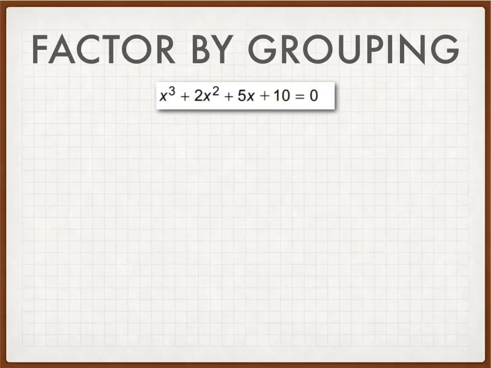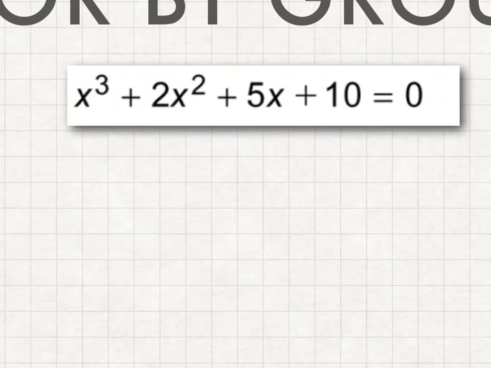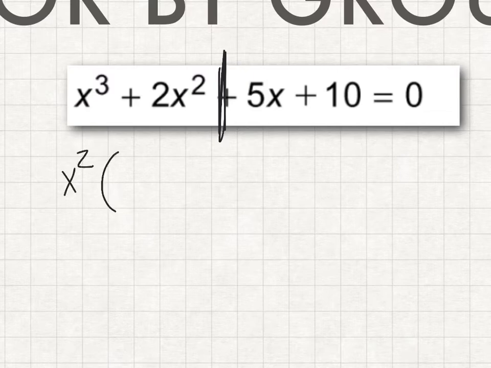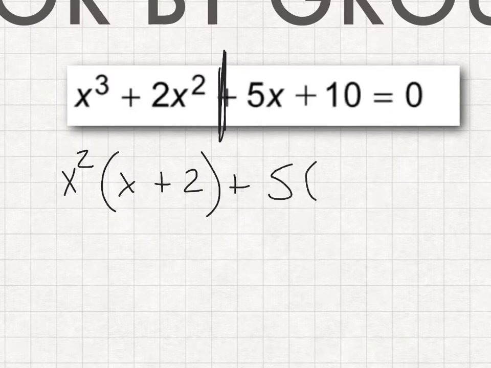Did you get it? Okay. So the first thing we do is split it in half. Now in our first part, we need to find what we have in common. So what do we have in common in both of these terms? X squared. So when we pull out an x squared in these two terms, what are we left with? X plus 2. In our second set, what do we have in common? A 5. So we're going to pull out a 5, and what are we left with?